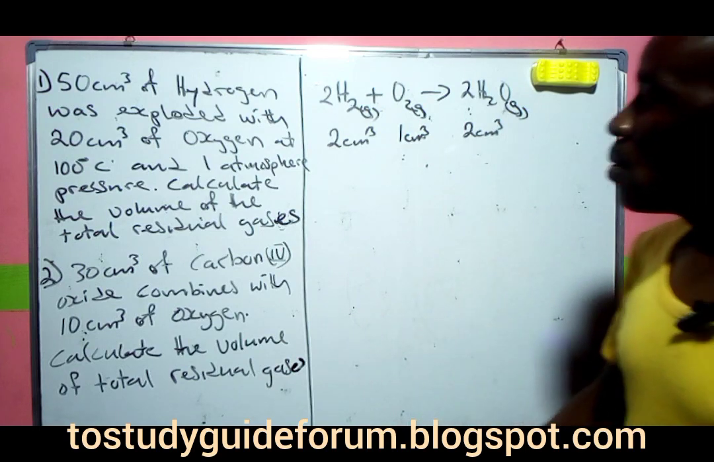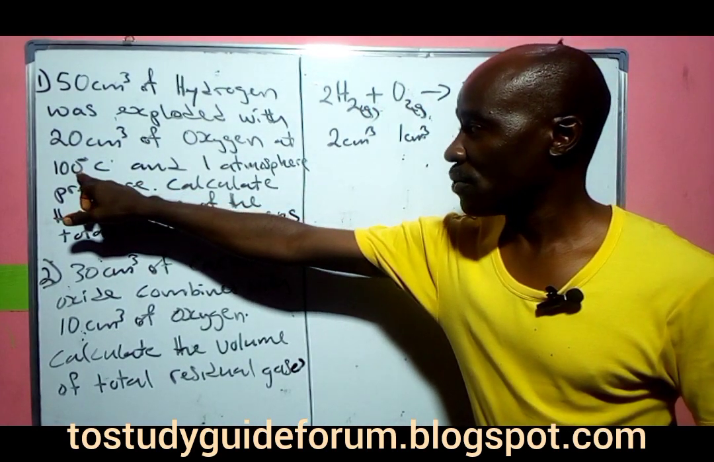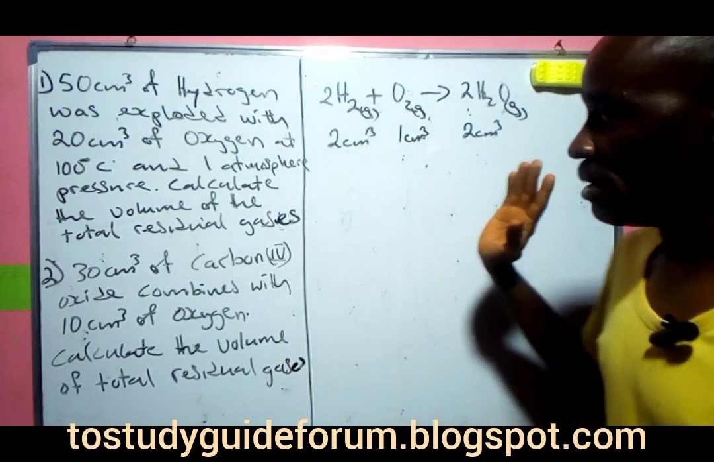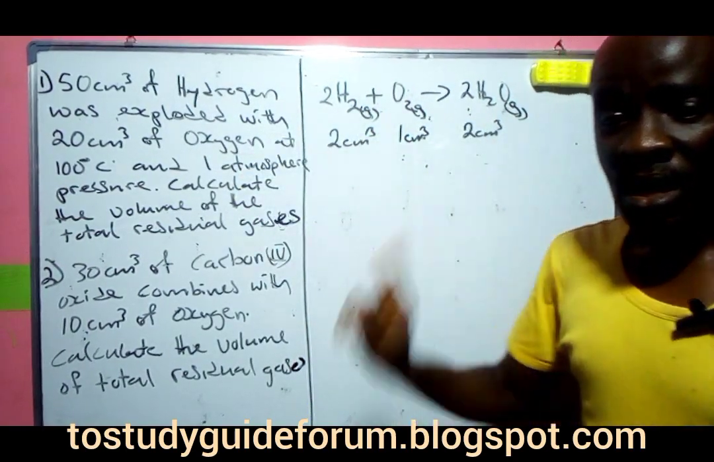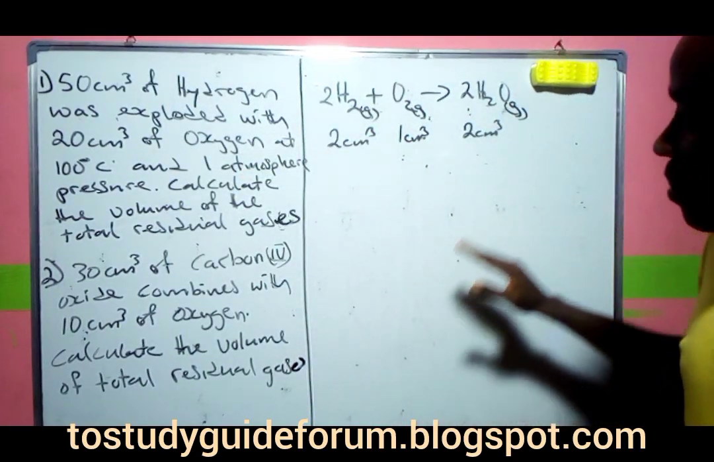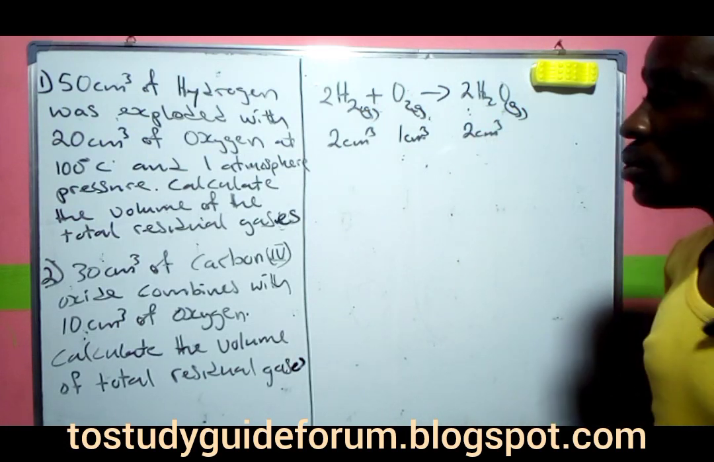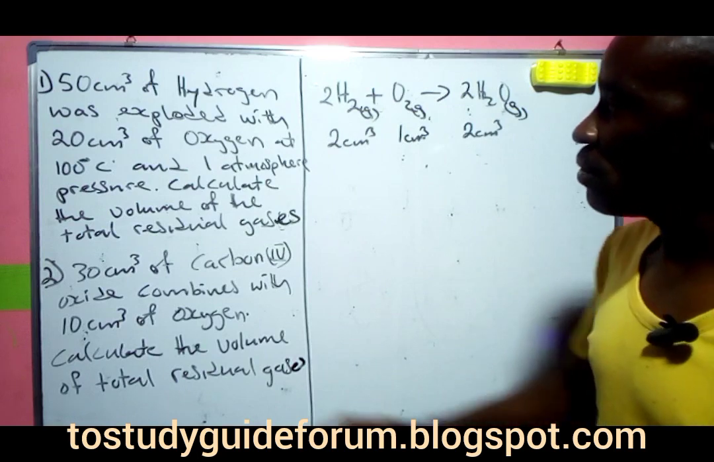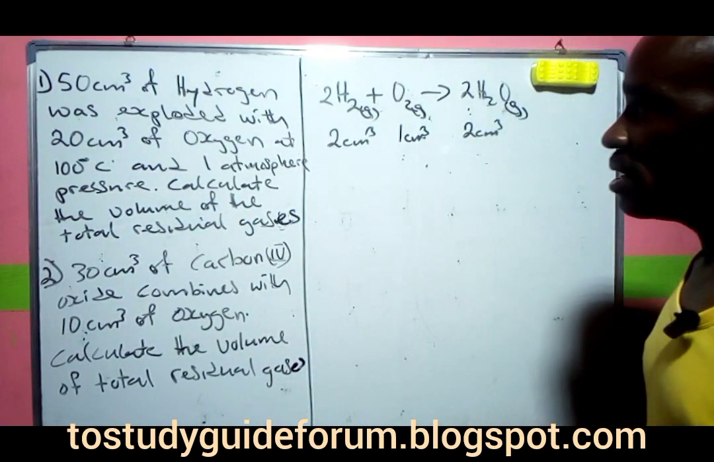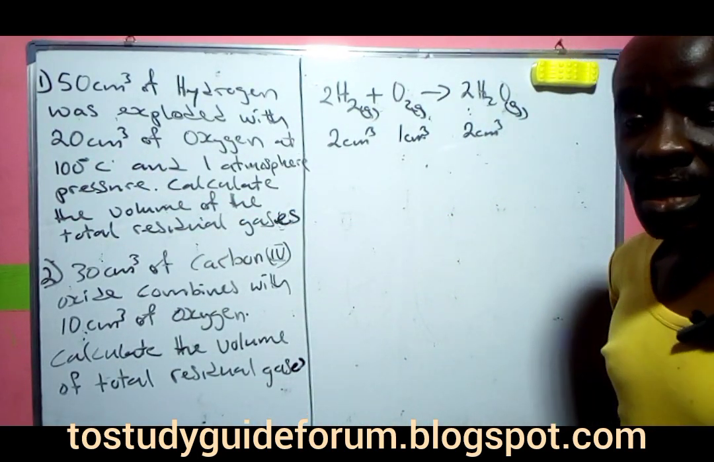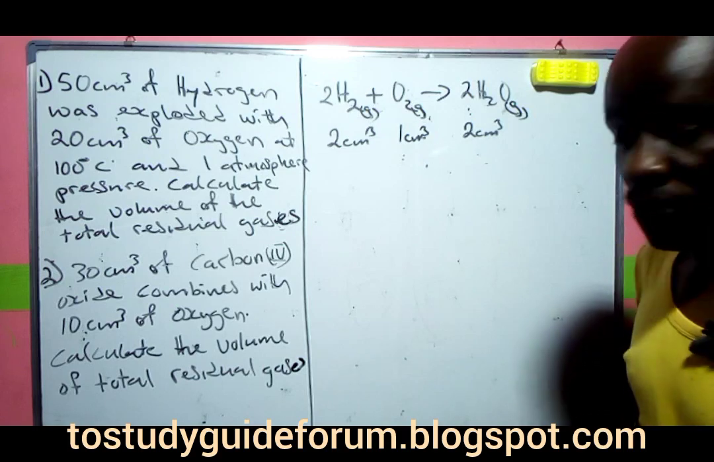So here now we have, like I said before, 100 degrees Celsius. That means we have steam, and at 1 atmosphere, that is also normal temperature, that water is always a steam. So for the limiting reagent, we need to find the one that is in excess and the one that is not enough.